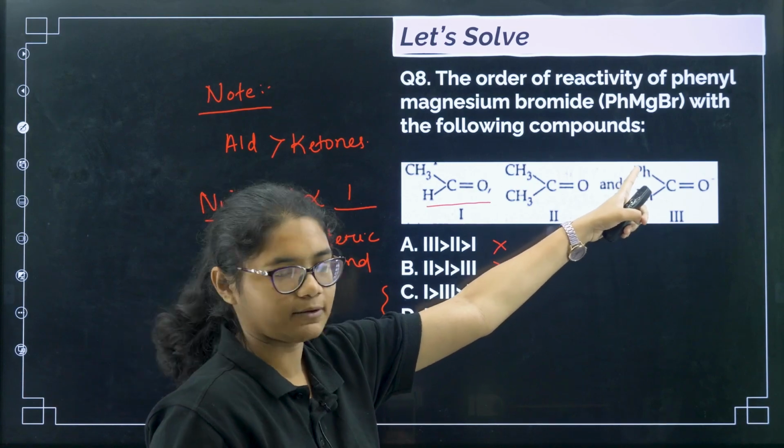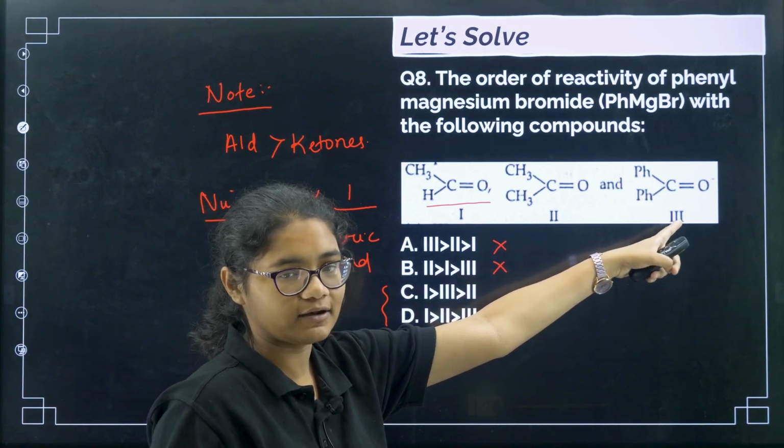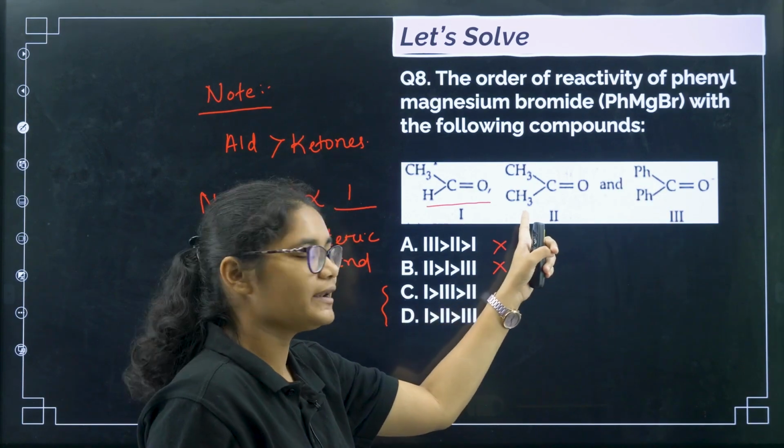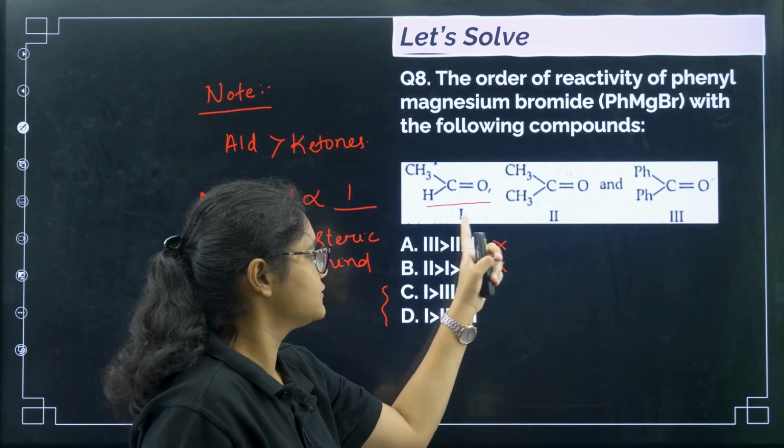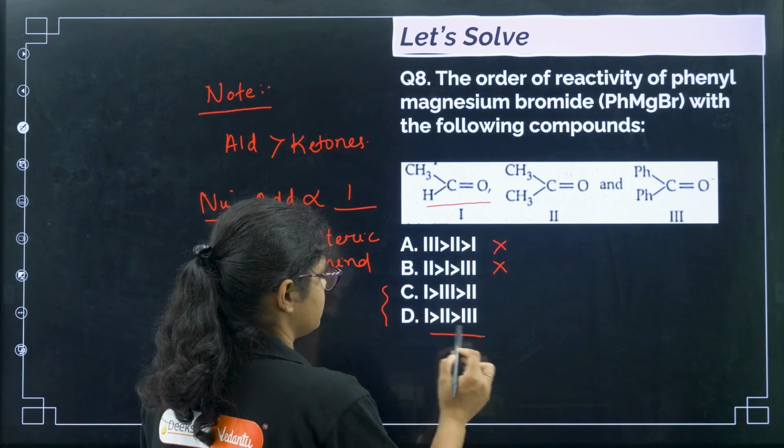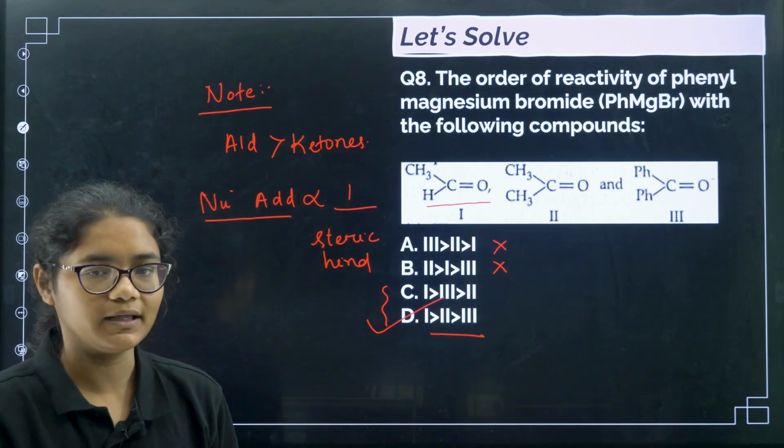These are bigger groups, right? Benzene rings are there, more steric hindrance, less reaction here. Here less steric hindrance, more reaction. So after 1 there will be 2, then 3. So the correct answer will be option number D here.